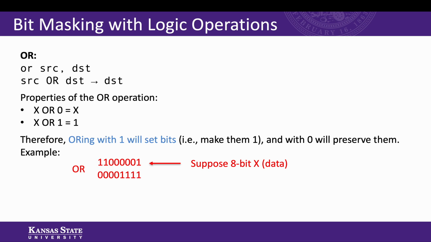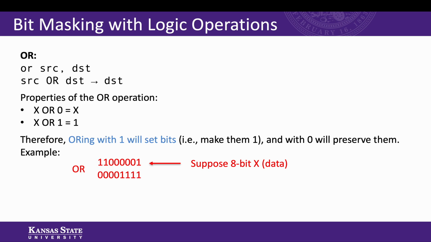So here are some properties of the OR operation. X OR 0 is equal to X. Let's try to understand that. Suppose that X were 0. 0 OR 0 gives me 0. If X were 1, 1 OR 0 gives me 1. In both of those situations, I got back X.